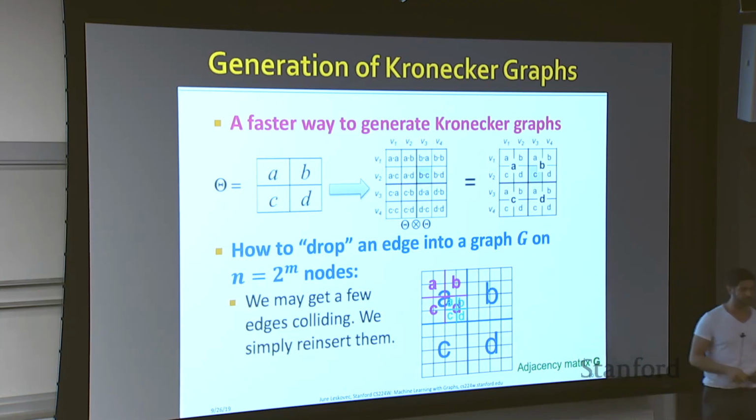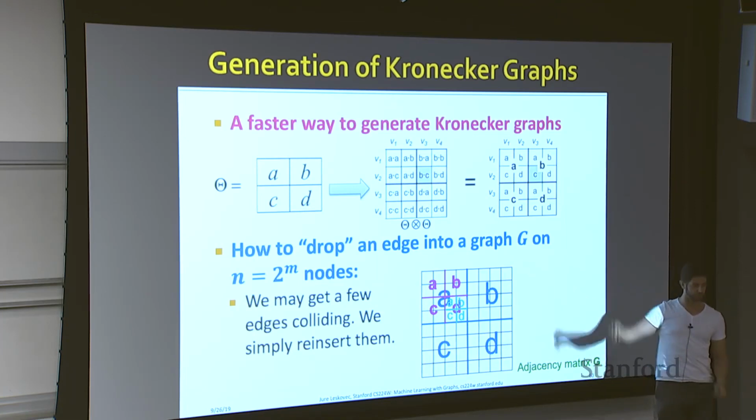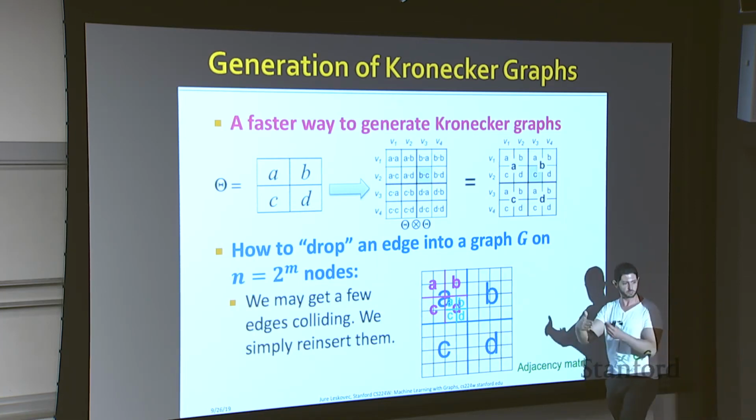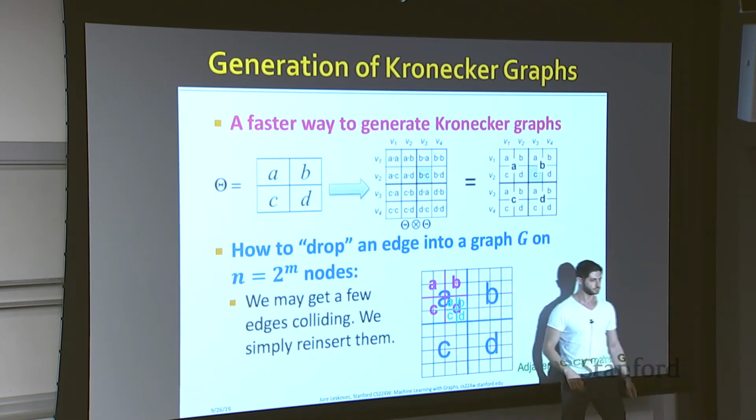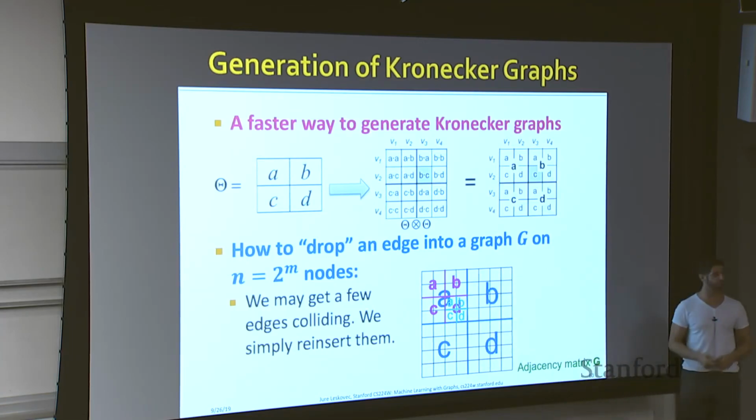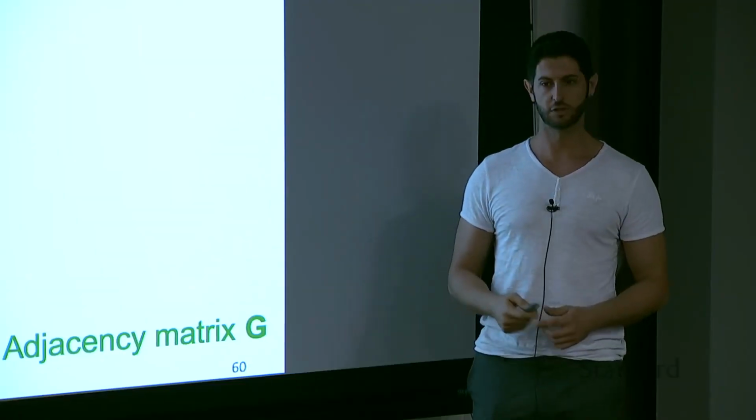Question? You're saying with a certain probability you insert it into a certain quadrant, right? What probabilities are you using for these? The probabilities from the initial matrix. Exactly. So it will be biased with that. Okay. Any other questions?